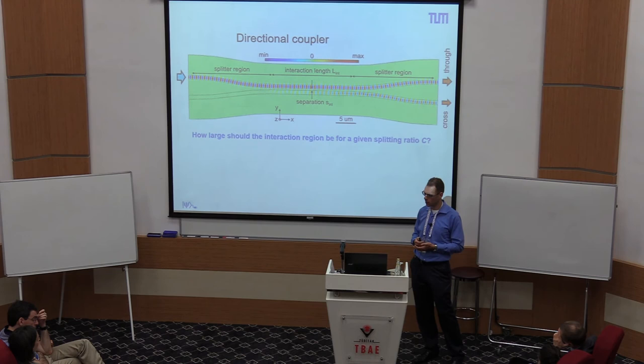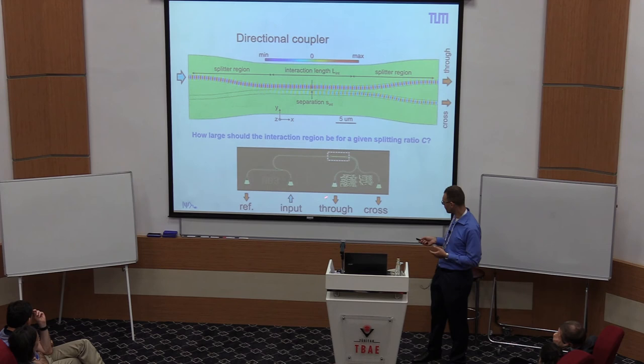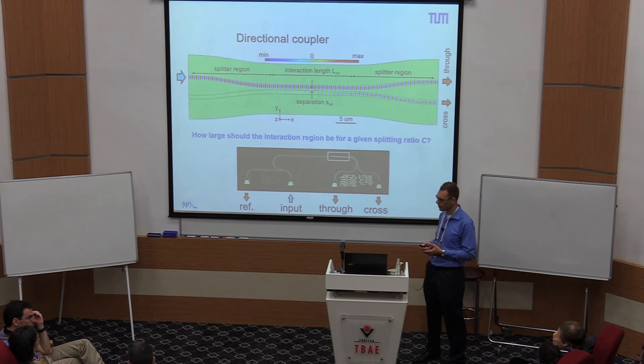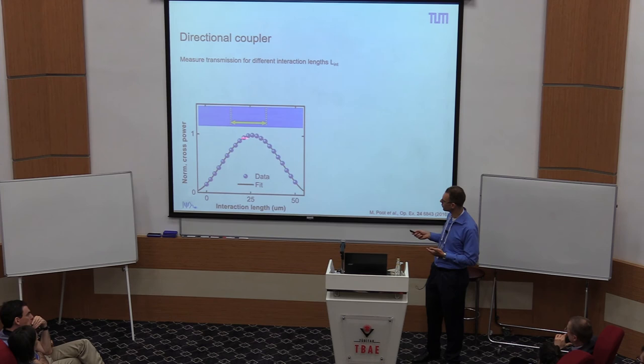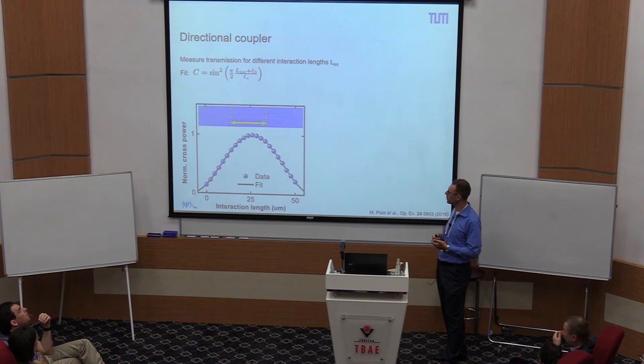So for that, we made a lot of these devices where we sent light in here, measured how much crosses over, how much goes through, and then we changed this interaction length. And when we do that and measure it, you see that here we have the amount of light that crosses over. These are all different devices that have different lengths on them. And now we can fit that using the coupled mode theory. We get the two parameters L0 and LC out, the offset length and the coupling length. And with these values, we can actually design our next chip.